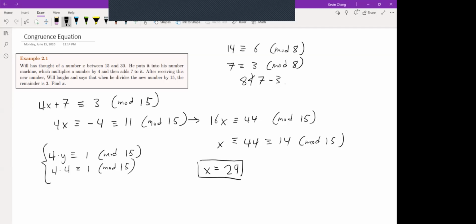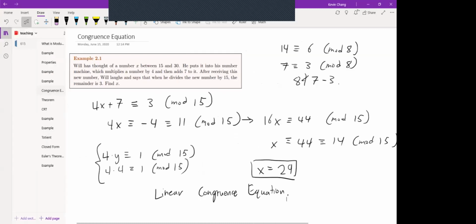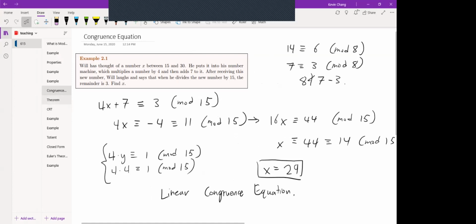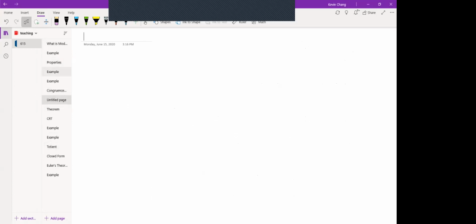And this is an example of what we call a linear congruence equation. Because this is just a linear equation, but with congruences. And so let's try to find a way to generalize exactly how we can do this for any coefficients. This is a specific example. Let's try to generalize it. So I'm going to talk about inverses.